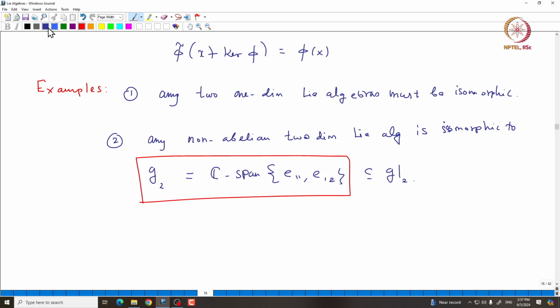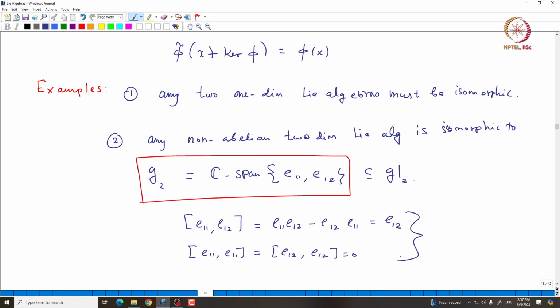So, the Lie bracket is easy to compute. If you compute the bracket E11, E12, this is going to be E11 E12 minus E12 E11, which is going to be just E12. Again the bracket E11 with E11 will be 0 and E12 with E12 will be 0. Now using this Lie bracket, it is easy to check G2 is indeed a Lie subalgebra of GL2.